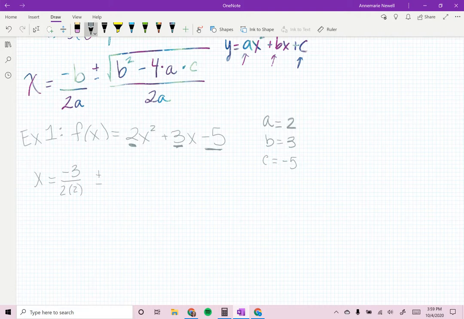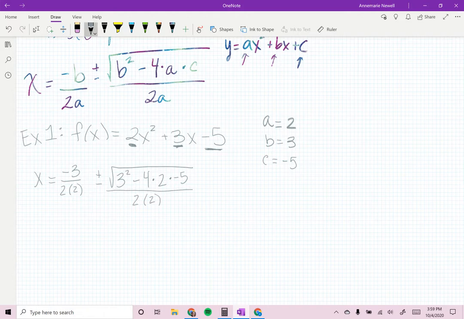We're going to have a plus and a minus because we have two solutions. Square root of b squared, which is 3 squared. We are subtracting 4 times our a, which is 2, and times negative 5, which is c. Then that square root will also be divided by 2 times our a, which is 2.